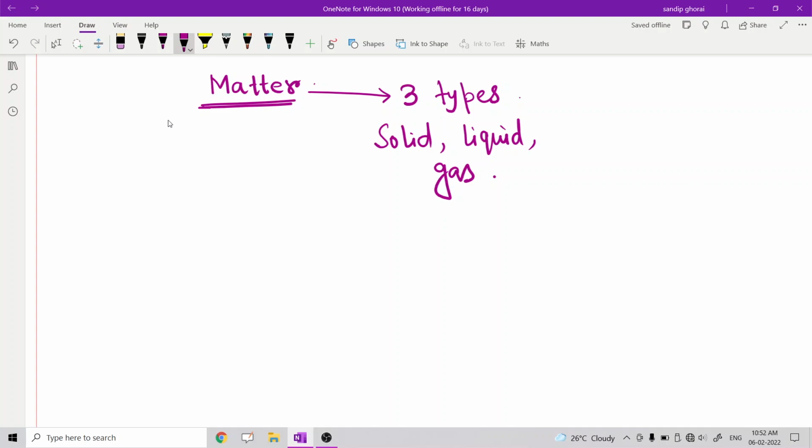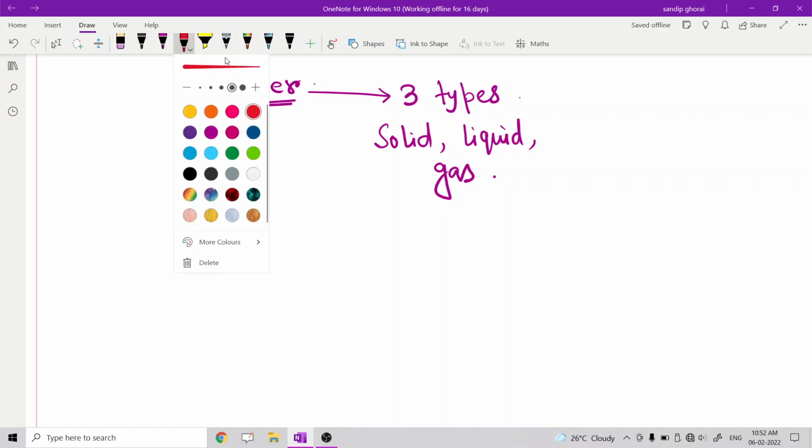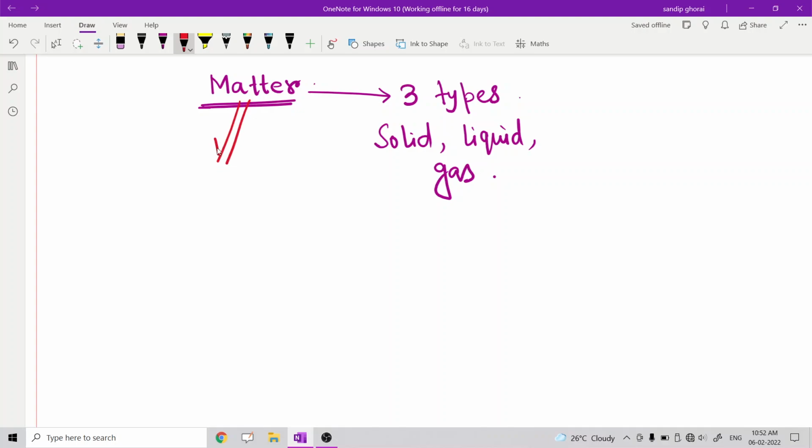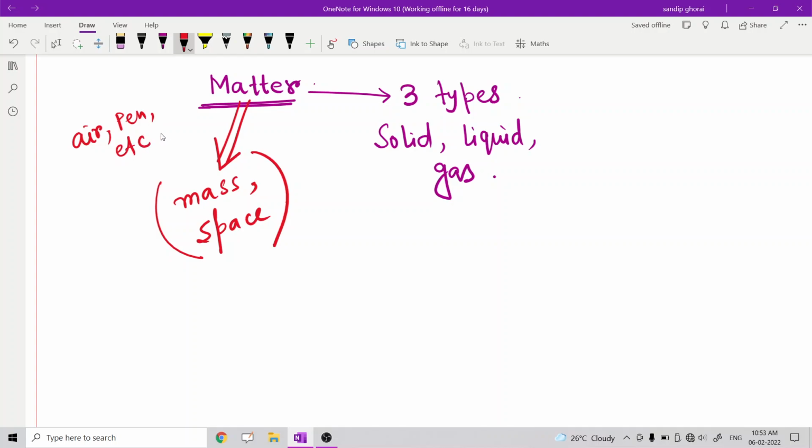So first, what is matter? Simply, matter is an object that has mass and occupies some space. This type of object is called matter, such as a book, pen, pencil, etc. These are examples of matter. If you take an example like air, this is also matter.